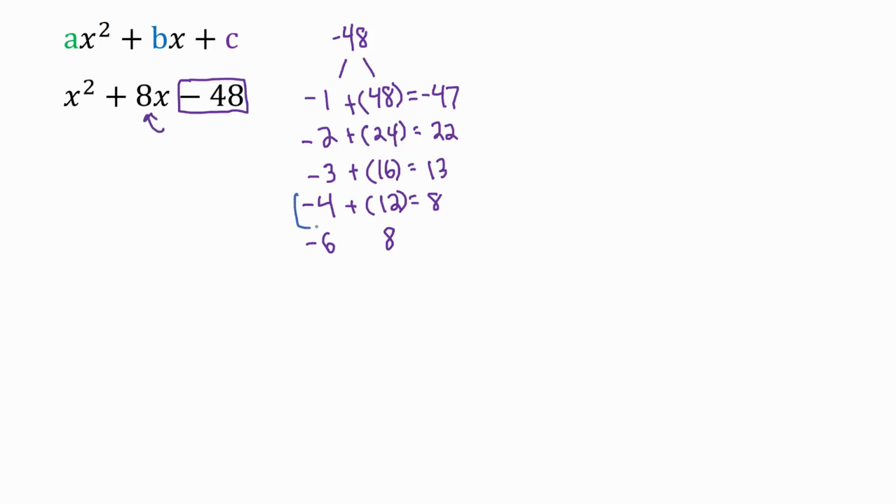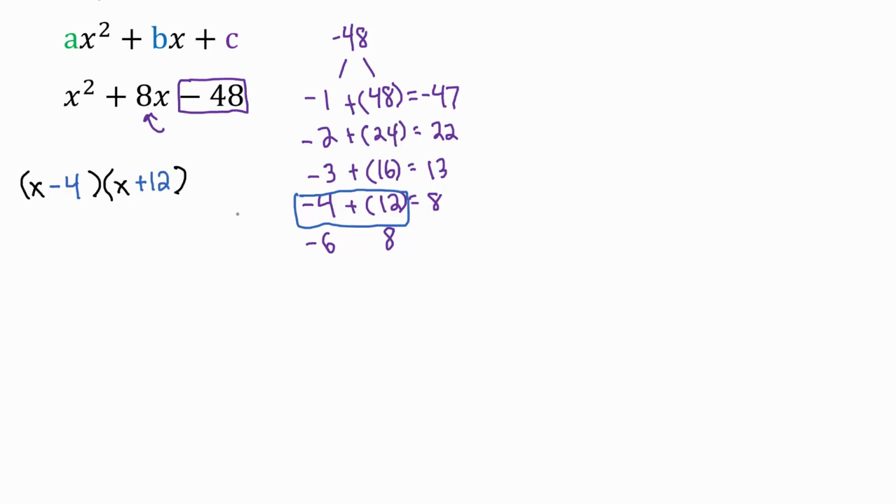So I'm going to circle these, and I'm going to write my factors. What I do is write parentheses with an x, close parentheses, another parentheses with an x, and then close parentheses. And then the two numbers that I pick, just follow the x's. So I had a negative 4 there, that means I make this a minus 4. I had a positive 12, so I make this a plus 12. And these are the two binomial factors of this trinomial.